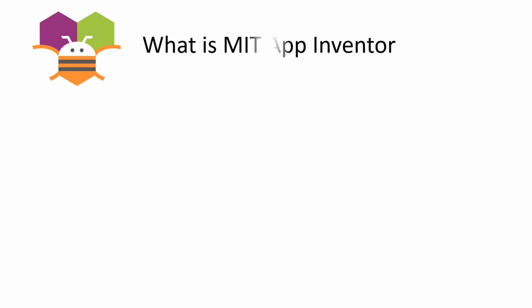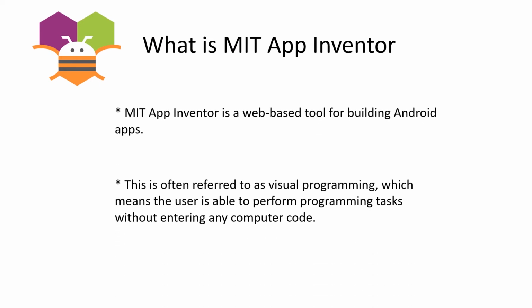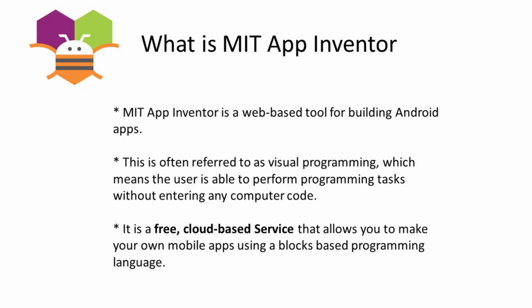So let us explore what is MIT App Inventor. This is an open source cloud-based software which is used to develop Android apps. You can access this software on any OS platform like Mac, iOS, Linux, and Windows. MIT App Inventor is block-based coding software and the GUI of this software is very user-friendly.